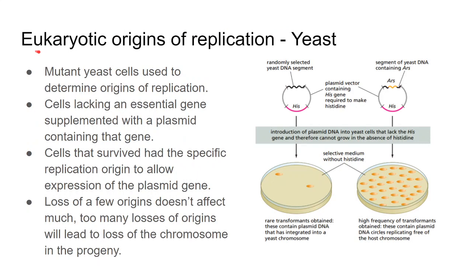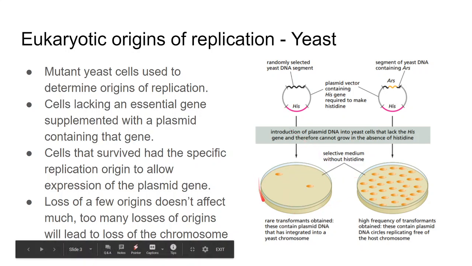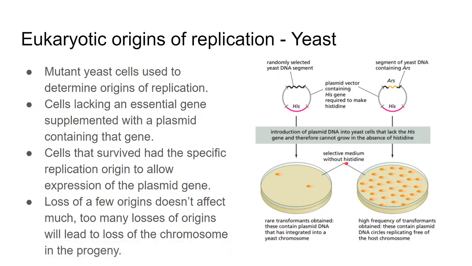So first, we'll talk about the eukaryotic origins of replication. Mutant yeast cells were used to determine the origins of replication. Imagine a yeast cell and think of any gene essential for survival. In this case, it's the His gene. The His gene is important for survival because these two plates shown are selective mediums without histidine.